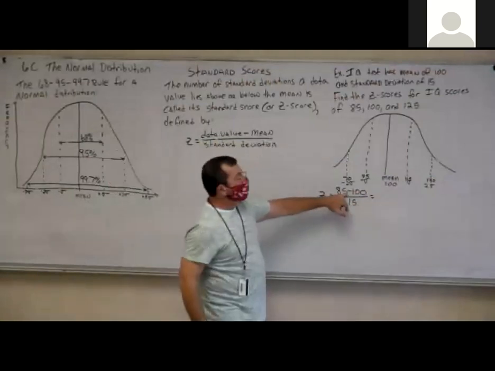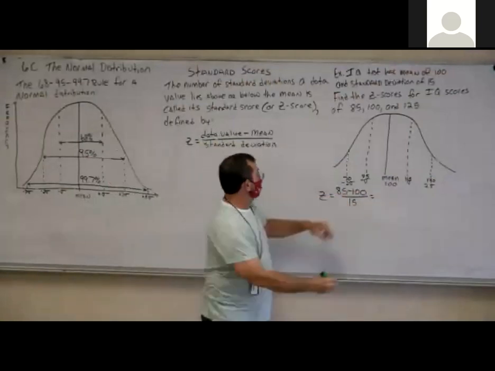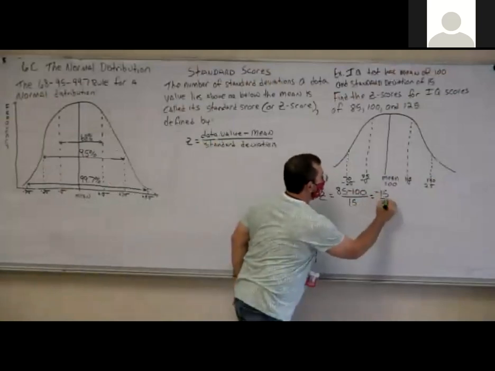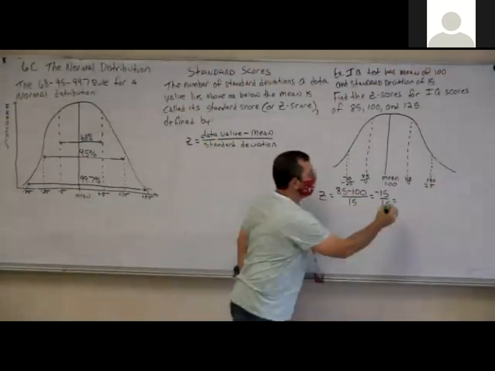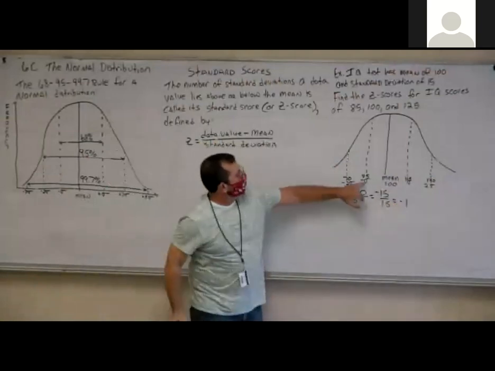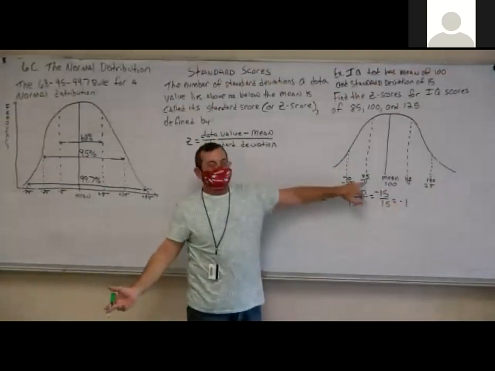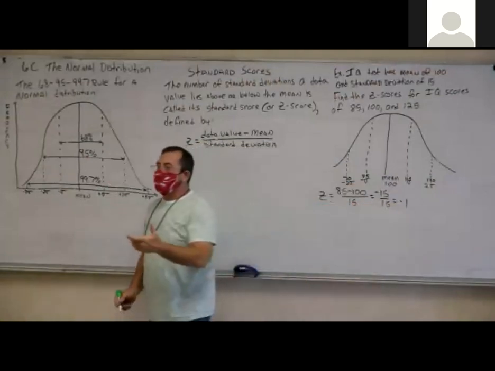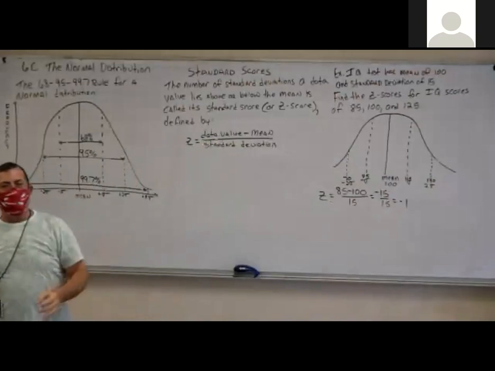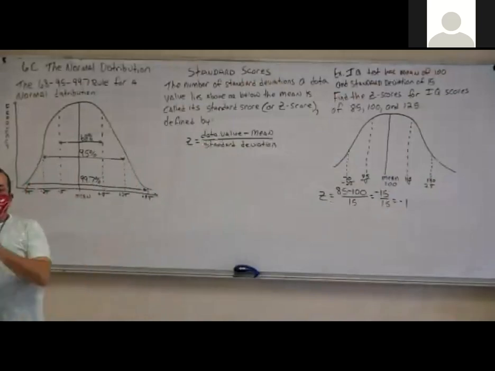So what are we going to get? Negative 15 over 15, which would be what? A negative 1. Well, we knew that because the 85 is sitting at negative 1 standard deviation, right? So that's what that number is telling me: that 85 score was close to my mean, but still it was 1 standard deviation away from it, okay?